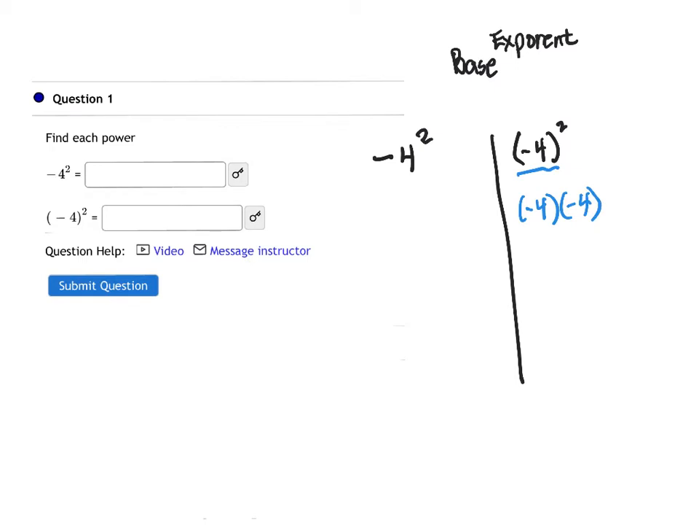The exponent is 2, so we need to multiply it 2 times there. So that gives us negative times negative is positive, 4 times 4 is 16.